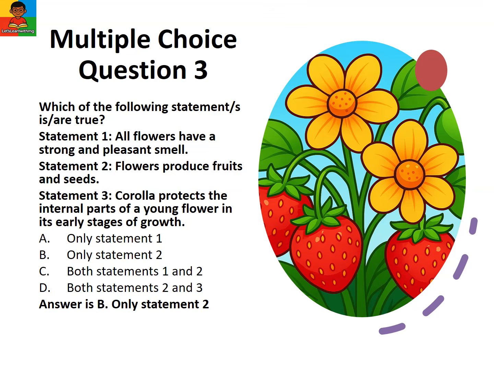Question 3. Which of the following statement or statements is or are true? Statement 1. All flowers have a strong and pleasant smell. Statement 2. Flowers produce fruits and seeds. Statement 3. Corolla protects the internal parts of a young flower in its early stages of growth. Option A. Only statement 1. Option B. Only statement 2. Option C. Both statements 1 and 2. Option D, both statements 2 and 3. The correct answer is option B, only statement 2.